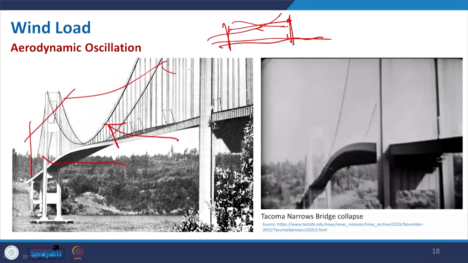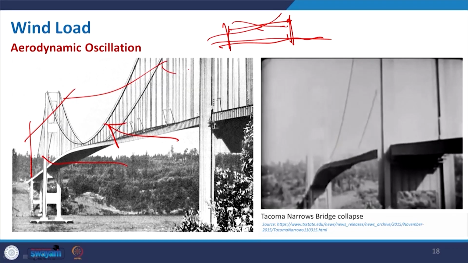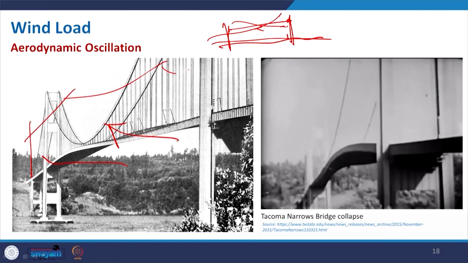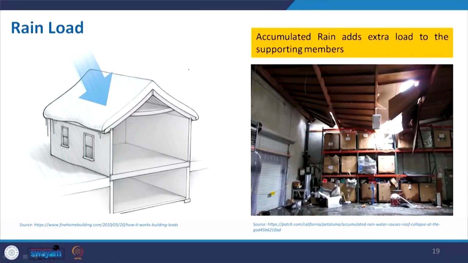This is one example from the bridge category, but it has an effect on high rise buildings, so we should know this. This is due to wind. Come to the rain load. Accumulated rain will add extra load to the supporting structure, and this may collapse. Here a false ceiling was damaged due to rain, you can see the water here. That should also be taken into consideration.